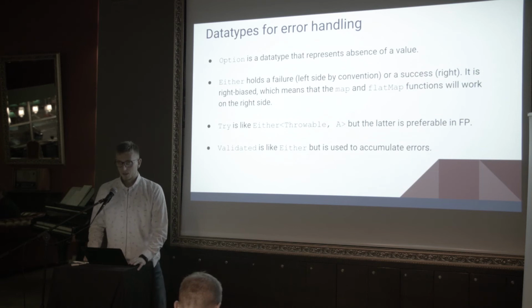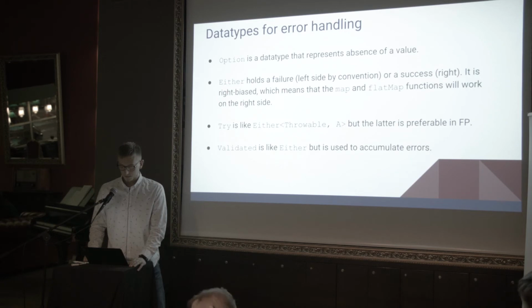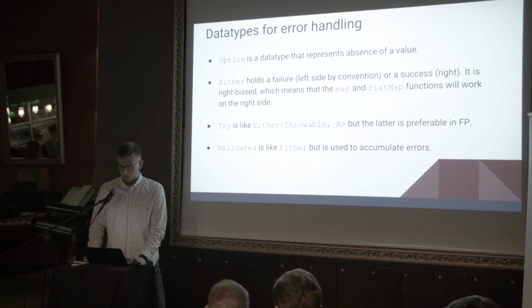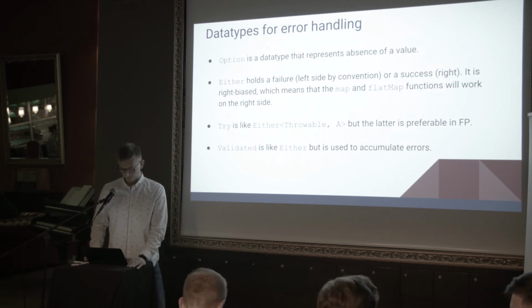And what are data types for error handling? Option is a data type that represents an absence of a value. Either holds a failure on its left side by convention, or a success on the right side. It is right biased, which means that the map and flatMap functions will work on the right side. Try is like Either but with Throwable on its left side, and it is preferable in functional programming.